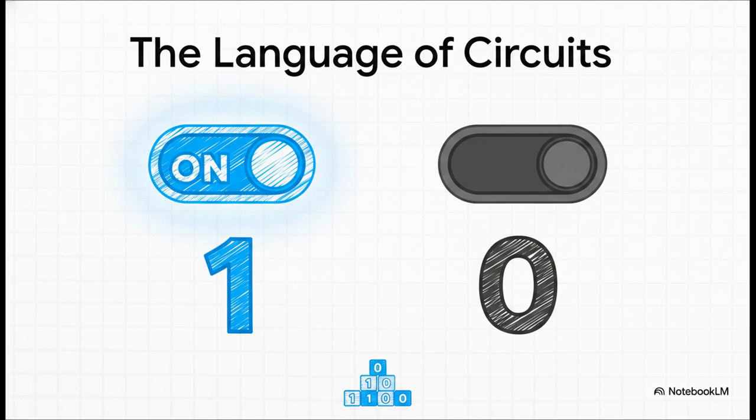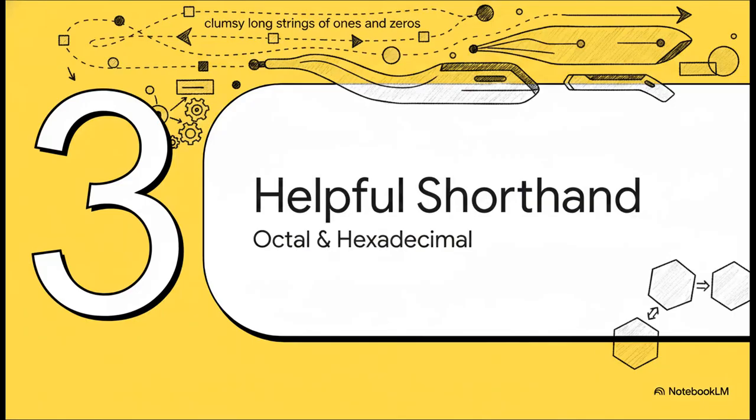A 1 literally means an on state, an electrical signal is present. A 0 means an off state, no signal. Each one of these ones and zeros is called a bit, that's just short for binary digit, and it is the absolute fundamental building block of, well, everything digital. Okay, but let's be real. Trying to read super long strings of ones and zeros would be a total nightmare for us humans. It's just clumsy. So naturally, programmers came up with a convenient shorthand to make their lives a whole lot easier.